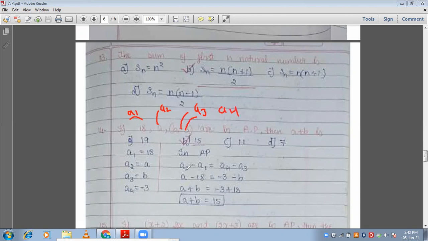So we know a2 minus a1 is equal to a4 minus a3. Substitute the values. The value of a2 is a, minus a1 is 18, which is equal to a4 is minus 3 minus a3 is b. So a minus b, take to the left hand side, it will become plus b, is equal to minus 3 plus 18, which gives 15. So option B is right. 15th question.